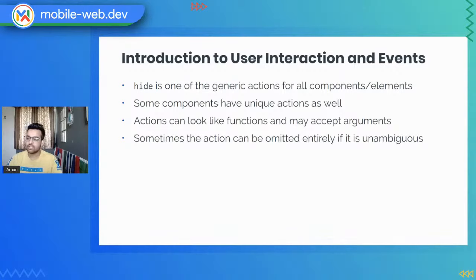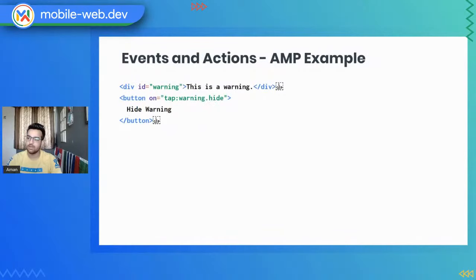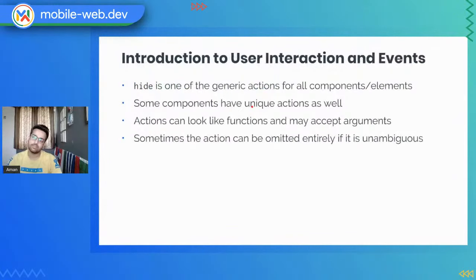So actions can look like functions and can accept any arguments. These are typical JavaScript kind of things. If you are from a JavaScript background, you might already know what actions are. You can use this on-click event listener and run some kind of function. In this case, hide is a function, and then you add parameters to it. In a similar fashion, you can have AMP actions, and you can run any kind of JavaScript job that you want to run on this trigger.